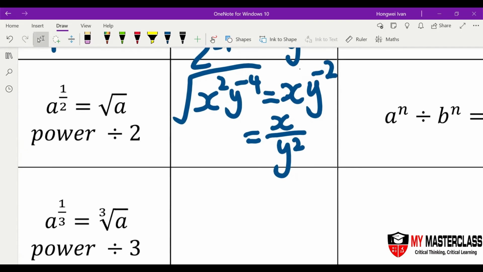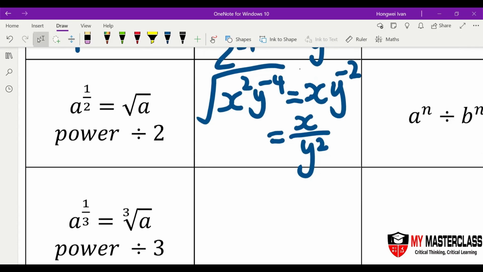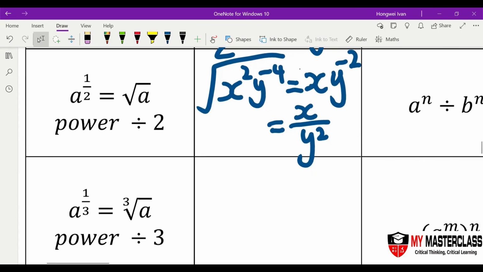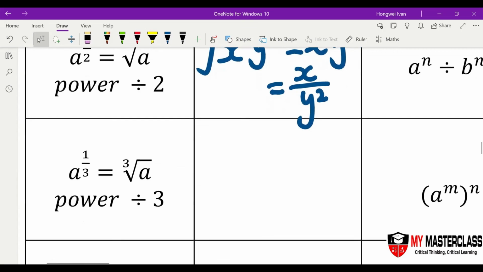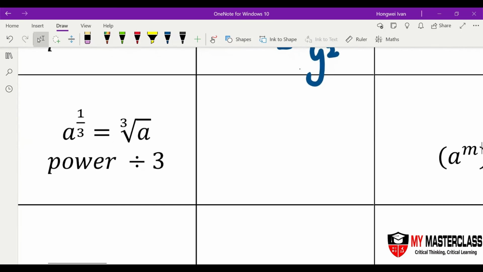Janice, can you understand about negative power? Yeah. Okay, Cheng, this is a recap for you. We did indices last year. Power half means square root. Square root means power half. Power 1/3 means cube root. Cube root means power 1/3.